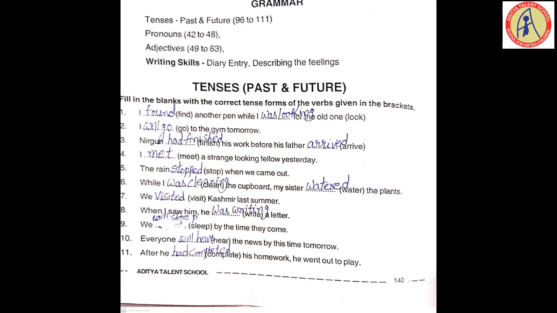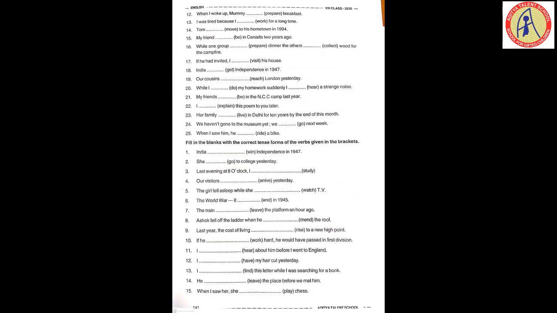After he dashed his homework, he went out to play. See, after is the linker, two past actions. He went out to play is given in simple past, so this action has to be written in past perfect. What is the answer now? Had completed. Now 141 page 12th one.